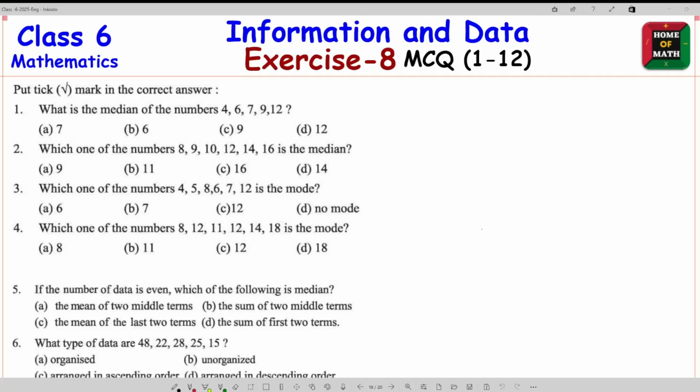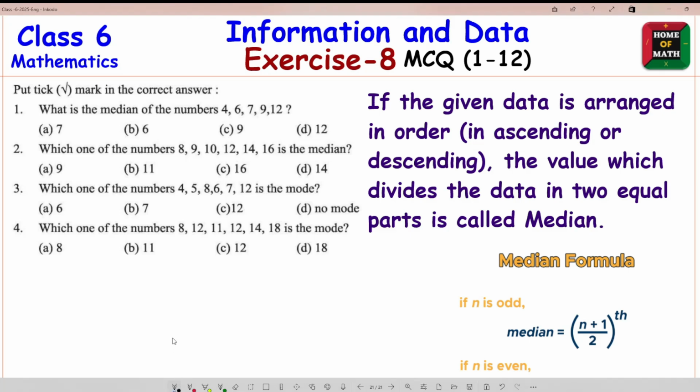Information and Data, Exercise 8, Class 6. We are going to solve the MCQs of this exercise. Let's start. Exercise 8 MCQ. First question. What is the median of the numbers 4, 6, 7, 9, 12?